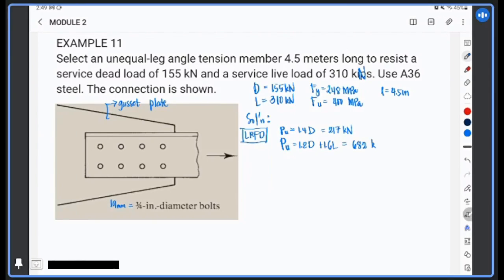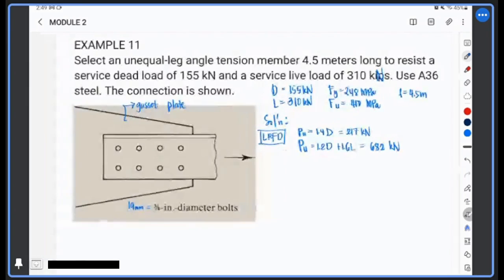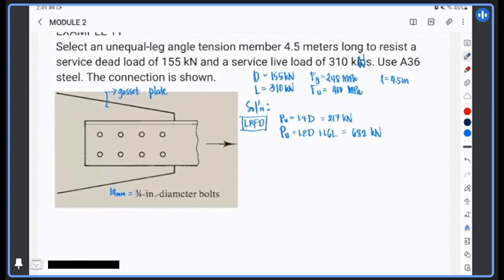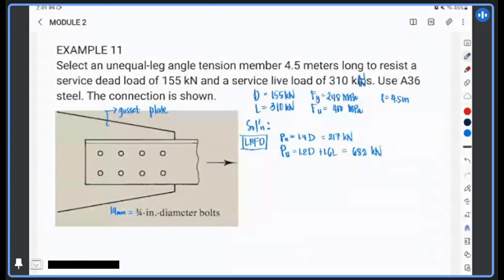682 kilonewton. So yan yung mas mataas, then yan yung gagamitin natin. Sir, why don't we consider the other load combinations? For dead load and live load, class, ito lang yung dalawa ang consider kapag dead load at live load lang yung binigay na loadings. You only use case 1 and case 2. Case 1 is when the dead load is much greater than live load. But parang wala pa naman akong na-encounter na ganun. So our Pu is 682 kilonewton.